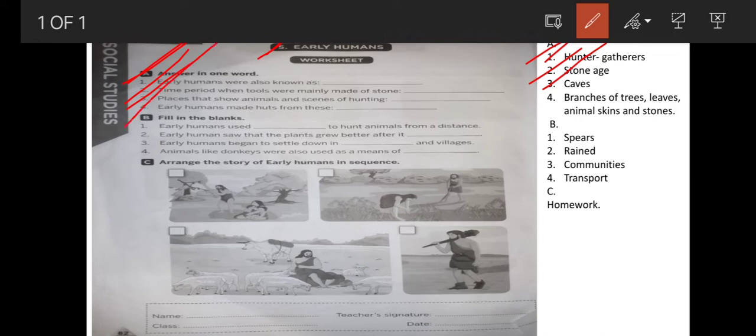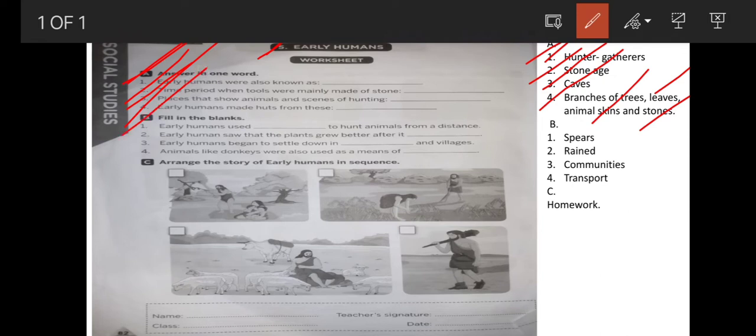4. Early humans made huts from this. What were the things used by the early humans to make huts? Branches of trees, leaves, animal skins, and stones. These were the things used by the early humans to make huts.